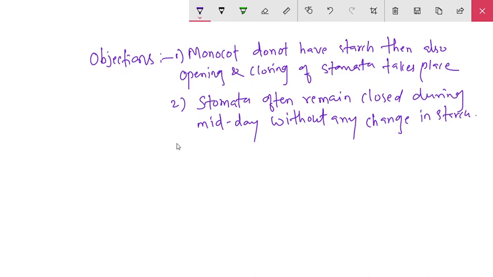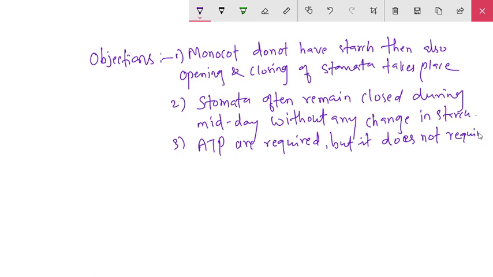Then the third objection to this theory: according to this theory, the ATPs are required or utilized, but it is not the case. It does not require ATP for opening and closing of stomata.